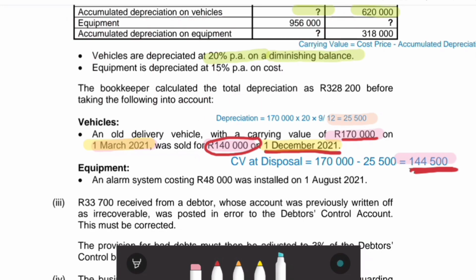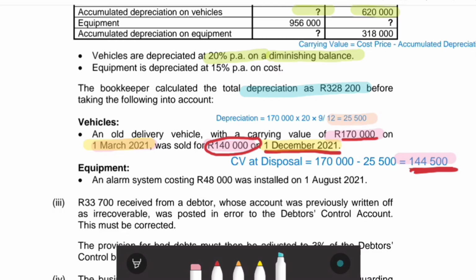In our information booklet, we are told that the bookkeeper had calculated the total depreciation as 328,200. So they've done a lot of the work for us. All we need to do is to adjust for the information that they have not adjusted for. The first one being this 25,500 from the old delivery truck.